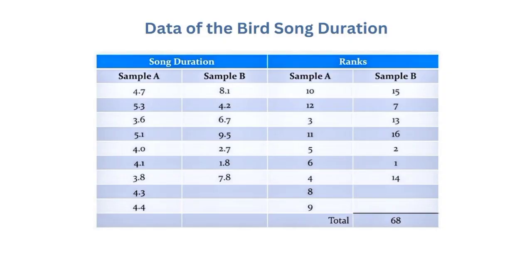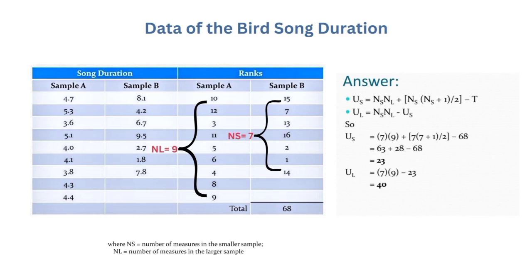So now we're going to rank these samples. For the rank 1, we have here 1.8. For the rank 2, we have here 2.7. For the rank 3, we have here 3.6 and so on. And for the last rank, which is the rank 16, we have here 9.5. Then summing up the ranks of sample B, which has the least number of ranks, the total is 68. Then we're going to count the number of measures in each sample. We have here n sub s, which is 7, and n sub l, which is 9.